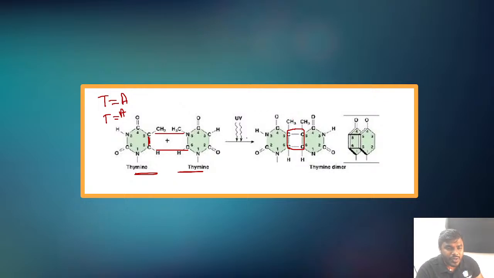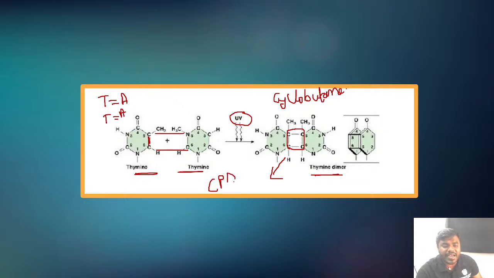Now you can ask me, sir, why is this particular bridge getting formed? This bridge will form when the 2 thymine molecules are exposed to a high intensity of UV light. Very simple concept. When two thymine molecules are exposed to a high intensity of UV light, a bridge will be formed between the two thymines, which we call, friends, a thymine dimer. You know, this particular thymine dimer looks like a chemical called cyclobutane. That's why, friends, this dimer we can also call a CPD dimer, which means cyclobutane photodimer.